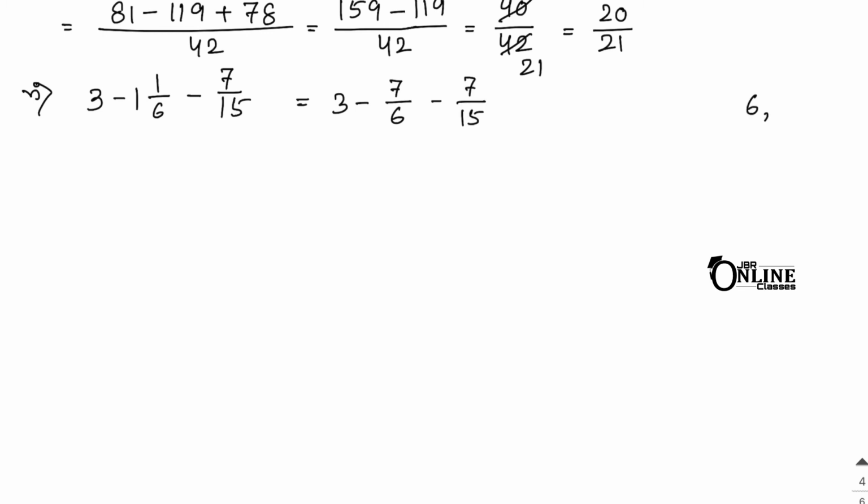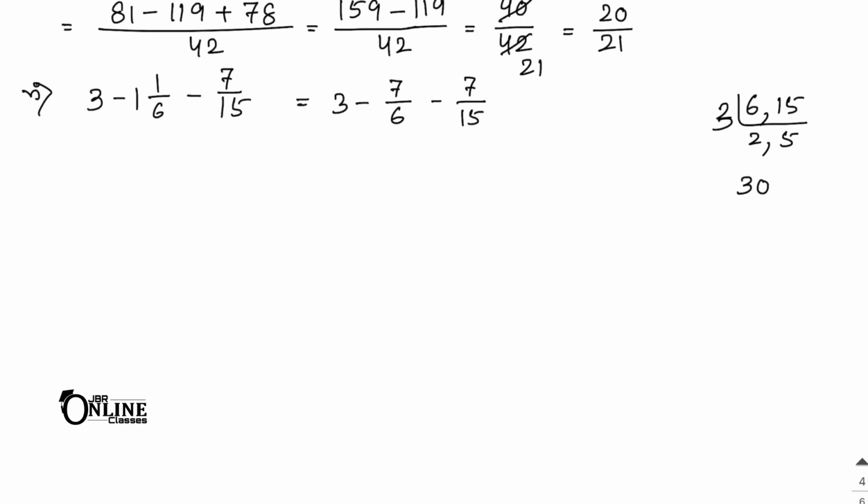So find out the LCM of 6 and 15. Then 3 twos are 6, 3 fives are 15. That means 30 is the LCM. So LCM equals 30. Now 1 divided by 30, and that one is 30 into 3, it's 90. Next 6 into 5 is 30, 7 fives are 35. Next 15 into 2 is 30, so it's 14.